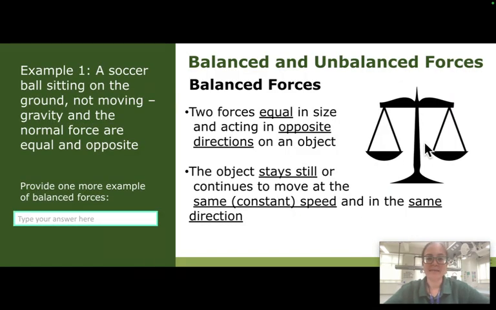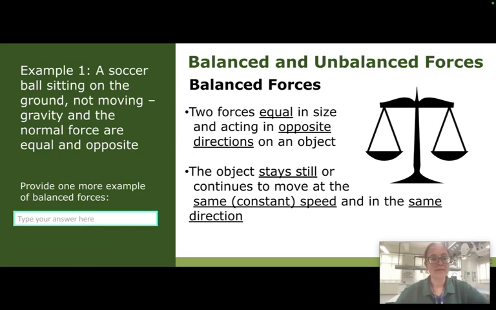All right, so balanced and unbalanced forces. Two forces equal in size and acting in opposite directions on an object. The object stays still or continues to move at the same or constant speed and in the same direction. So remember, when forces are balanced, there's no change. It's either going to stay sitting still or it's going to keep on moving just like it was before.